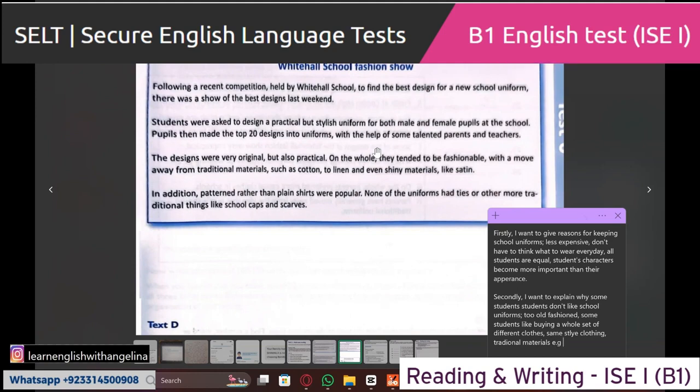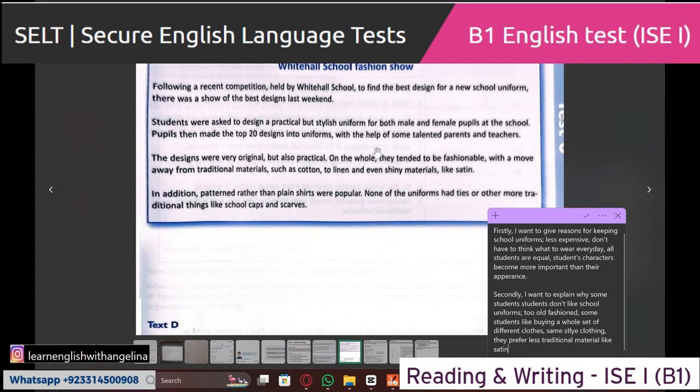Or maybe you can say they prefer other materials, or they prefer less traditional materials like linen and shiny materials like satin. It's your choice if you want to write the opposite of it, or if you want to write this directly. If you want to give it a different dimension, let's change it to that they prefer less traditional material, like satin. Anything else? I think it is enough for second. Yeah, that's enough. You can also say that they prefer less traditional uniform, less traditional clothes. There's so much given in here, but in this case this is enough.